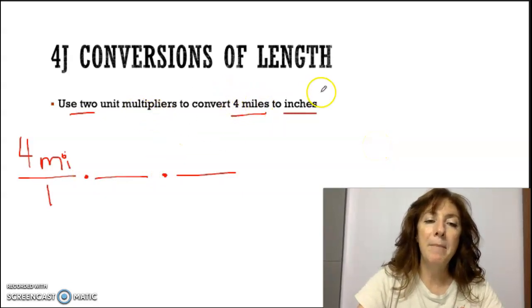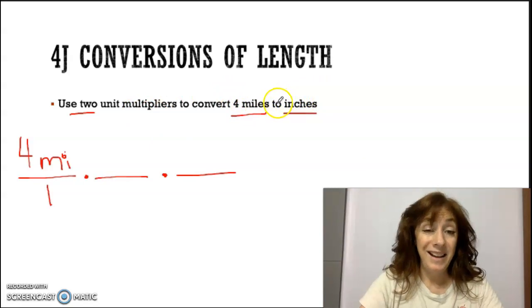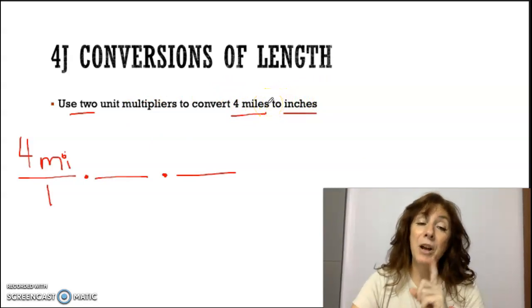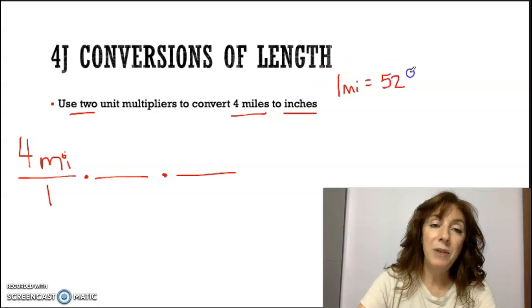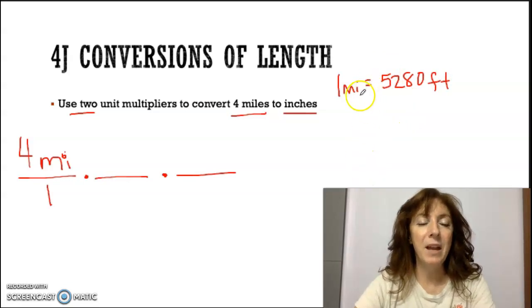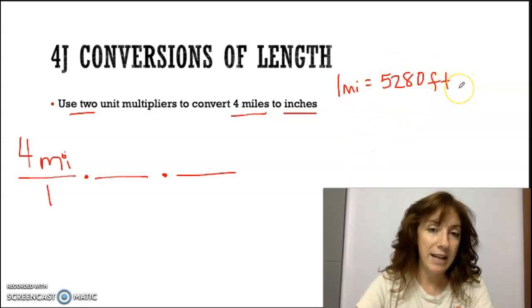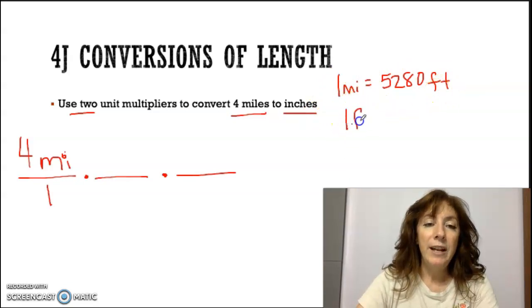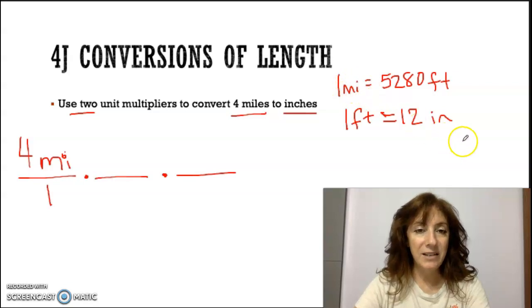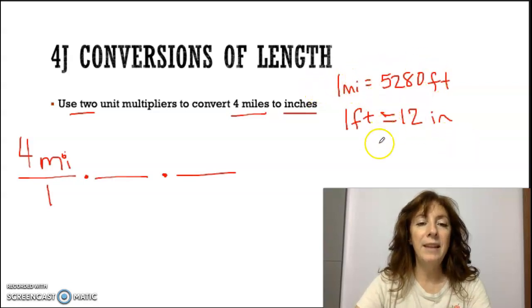What do I know about miles and inches? I don't know anything. But I do know miles and feet. I know that 1 mile is 5280 feet. We're going to use that number a lot, so try to memorize that. A mile is 5280 feet, or you can write it in the back of your book. And I know that 1 foot is the same as 12 inches, right? All right, now I can go from miles to inches. I can go miles to feet, and then feet to inches.